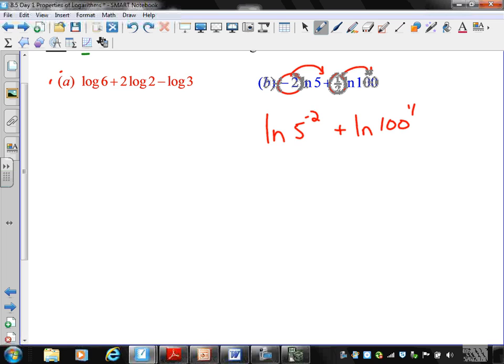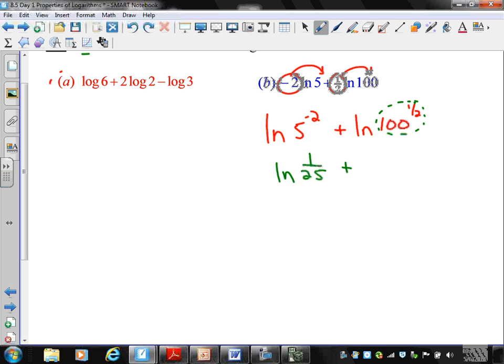Okay, so now I need to actually deal with, I'm going to simplify these exponents here. So this first term, I'm going to have 5 to the negative 2. Well, 5 squared is 25, and the negative means reciprocal. So this ends up being the natural log of 1 over 25. Plus, well, the 100 to the 1/2, that means the square root of 100. That's just the natural log of 10.